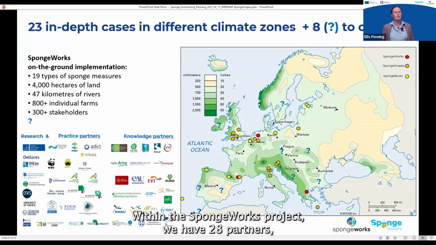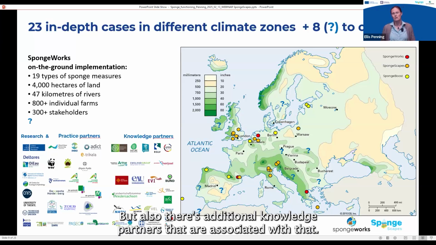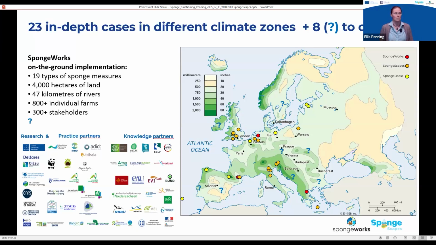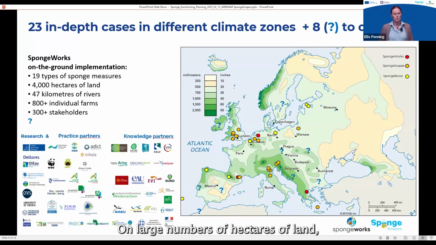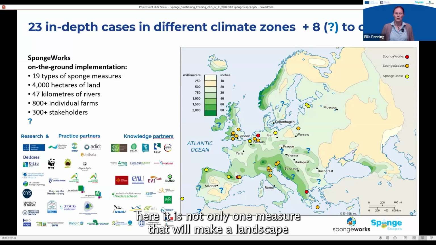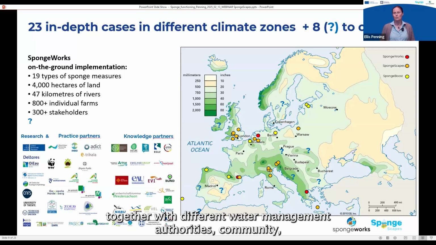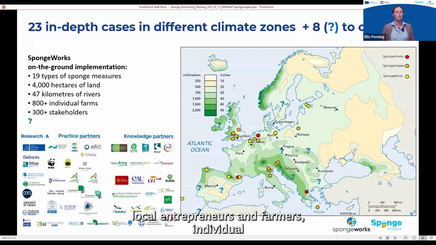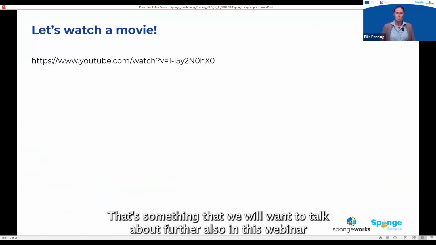This is just a little side note to see that within the SpongeWorks projects, we have 28 partners and they come from practice and from research, but there are also additional knowledge partners that are associated with that. And there's really implementation on the ground going on, with different types of measures on large numbers of hectares of land, because this is a big puzzle to make. It's not only one measure that will make a landscape function again. We need to really combine and see how we do this together with different water management authorities, communities, local entrepreneurs and farmers, individual stakeholders, NGOs, etc. That's something that we will want to talk about further also in this webinar and the webinars to come.